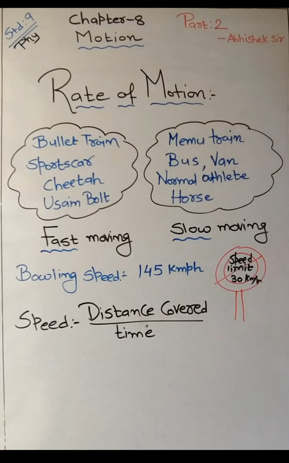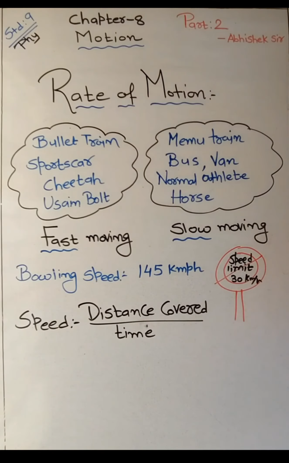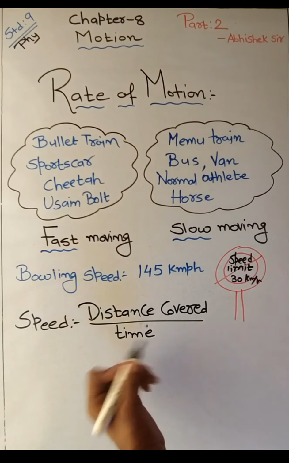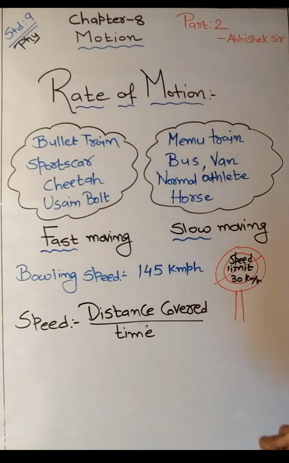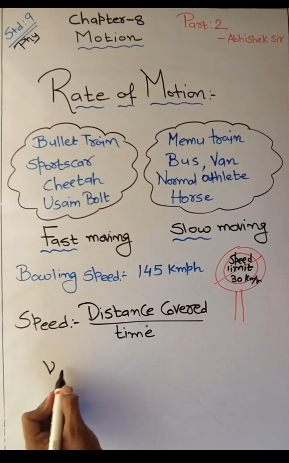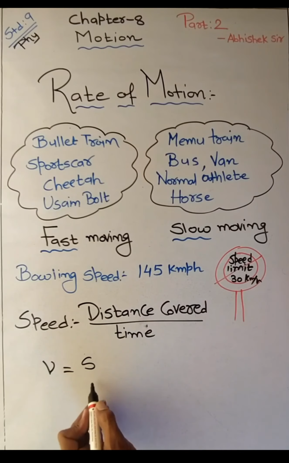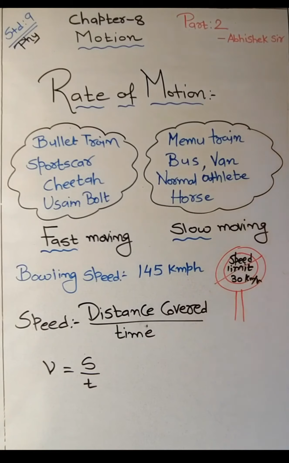So that is why we are telling it as rate. What is speed? Speed is distance covered per unit time, right? In definition you may have to use the unit word, right? So if we denote speed as v, distance as s, and time as t, we have the formula: speed is equal to distance upon time, right?